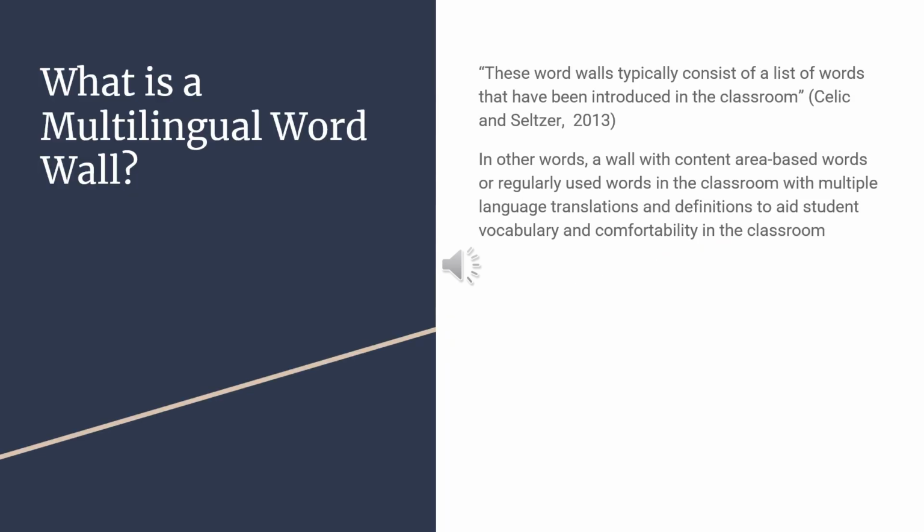So what is a multilingual word wall? According to Selig and Seltzer, these word walls typically consist of a list of words that have been introduced in the classroom. I like to explain it as a wall of words that include vocabulary words that are used within the classroom environment, whether it be everyday vocabulary words or content area specific vocabulary words. And these word walls will have words in English as well as any of the other languages spoken in the classroom, and pictures and other visual aids to help students learn and become comfortable with the words in this classroom.